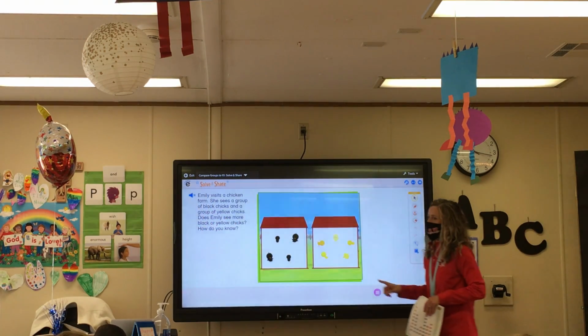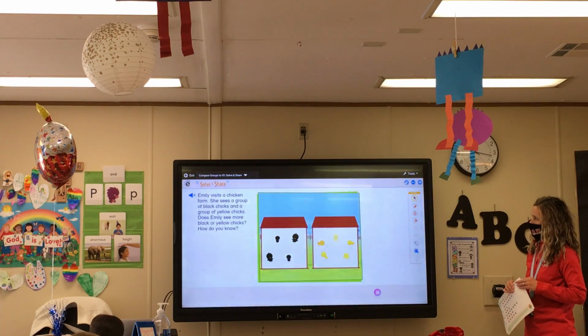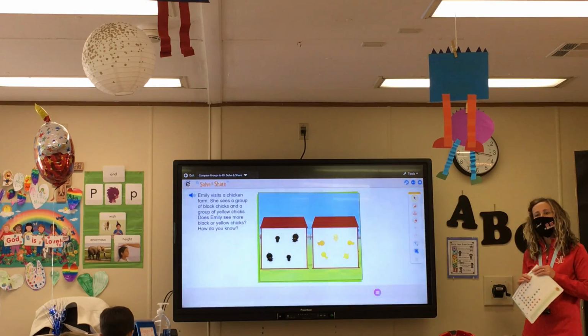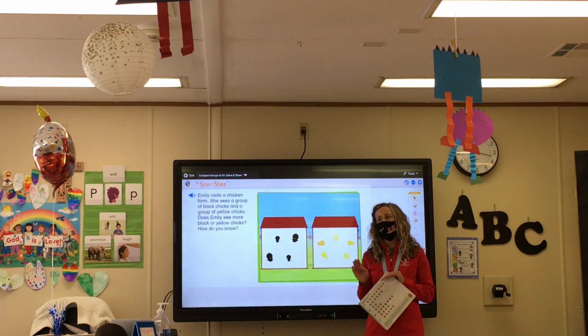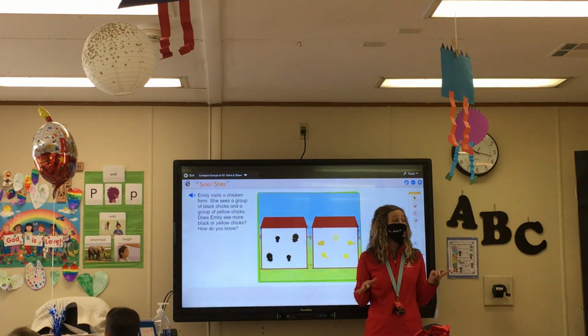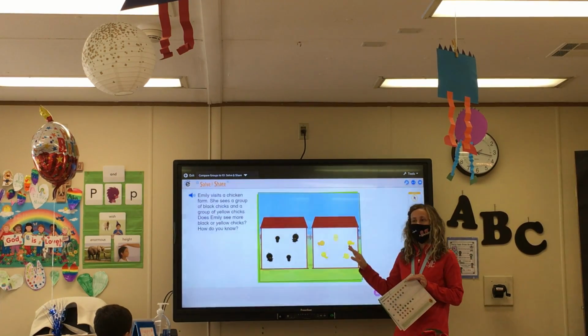Chicken farm. She sees a group of black chicks and a group of yellow chicks. Does Emily see more black or yellow chicks? Yes. How do you know? All right, just from looking, which one do you think is more, yellow or black? Yellow. Everybody say it. Yellow. Okay, yellow. You haven't counted yet, right? But just from looking at where they are, you are saying yellow.